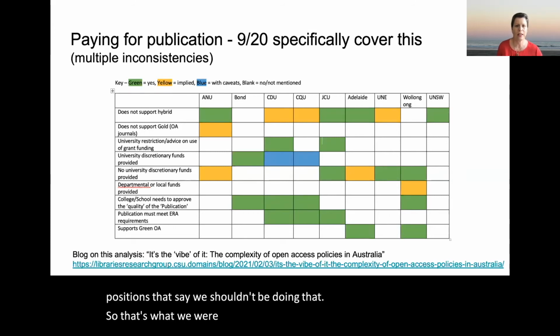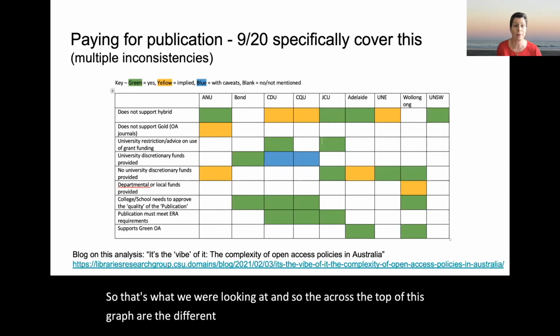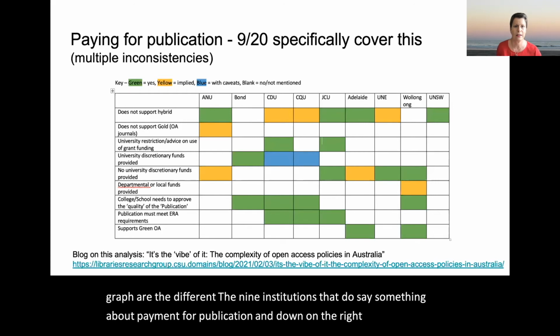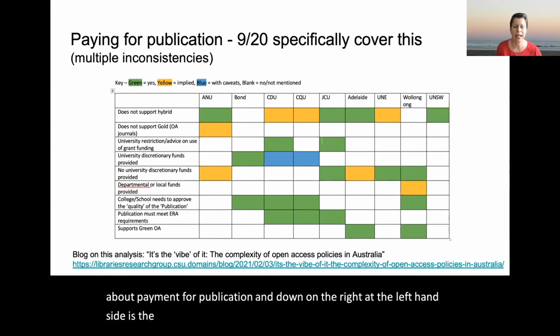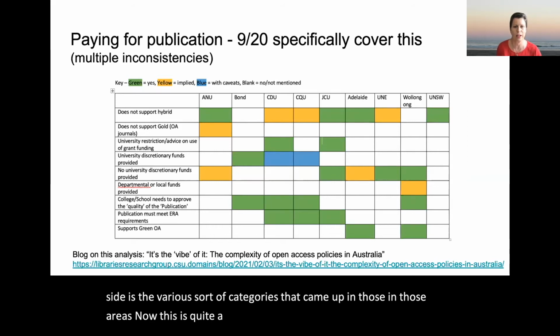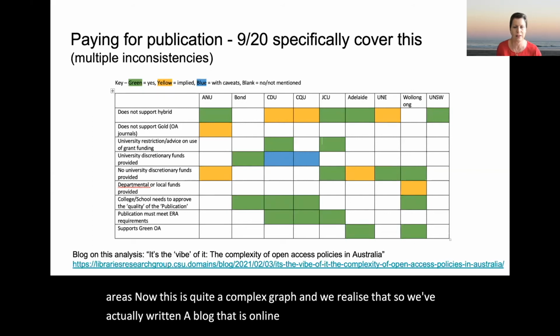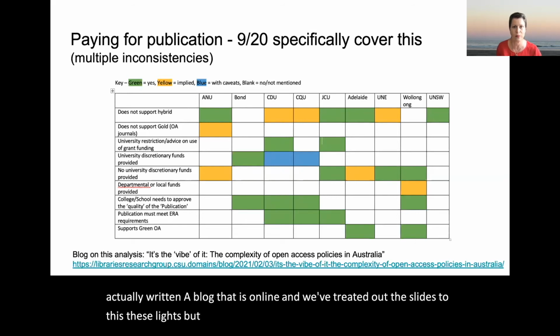Across the top of this graph are the 9 institutions that do say something about payment for publication, and down on the left-hand side are the various categories that came up in those areas. Now, this is quite a complex graph, and we realise that. So we've actually written a blog that is online, and we've tweeted these slides, and the link to the blog, to the Twitter handle for the conference, so you should be able to find it.